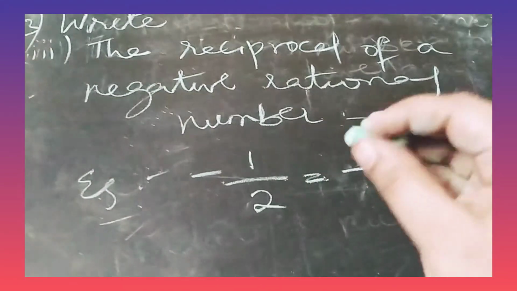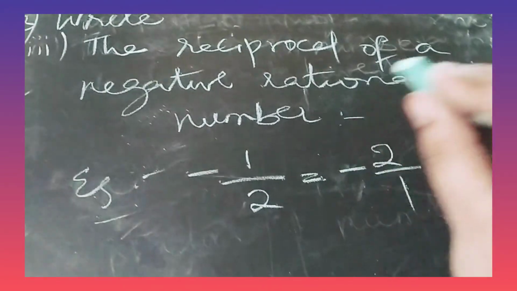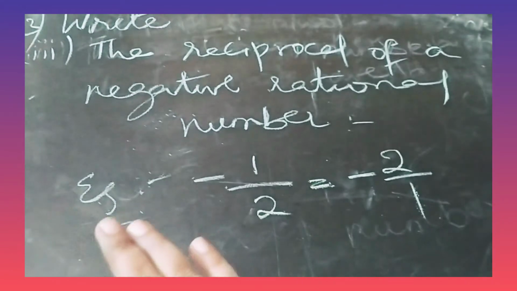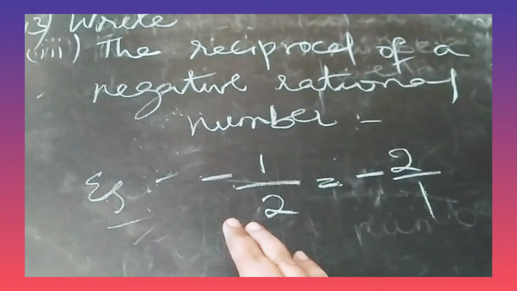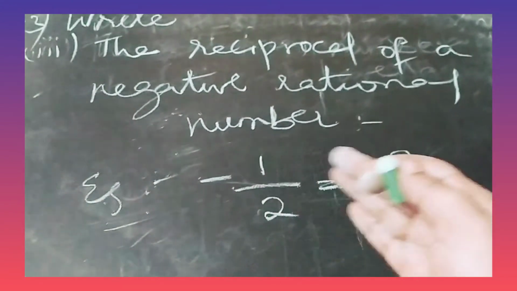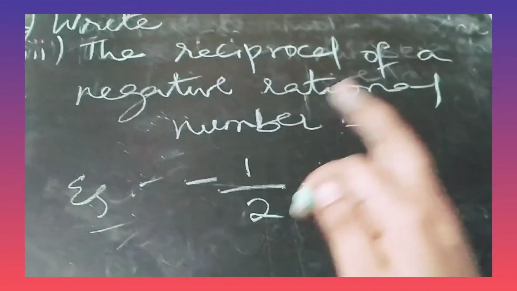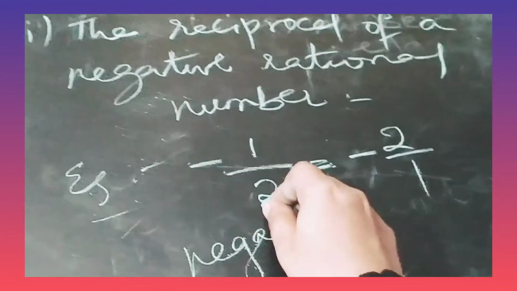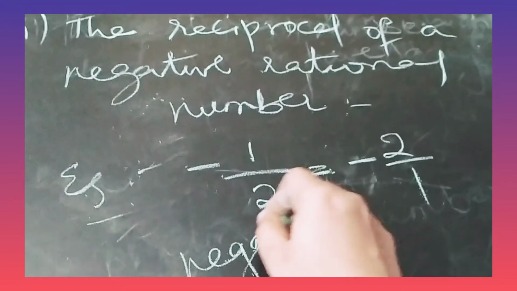Third one is the reciprocal of a negative rational number. What is the reciprocal of a negative rational number? Example, if we take minus 1 by 2, what is the reciprocal of minus 1 by 2? It is again negative, minus 2 by 1. So the reciprocal of a negative rational number is also a negative.